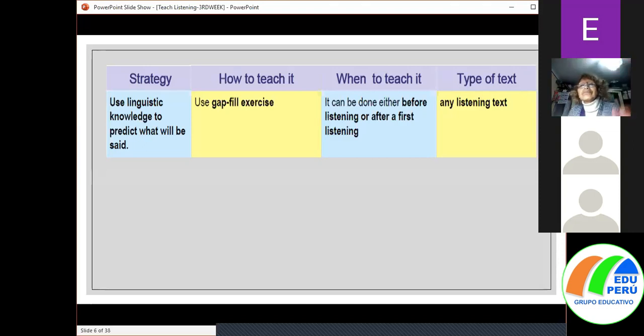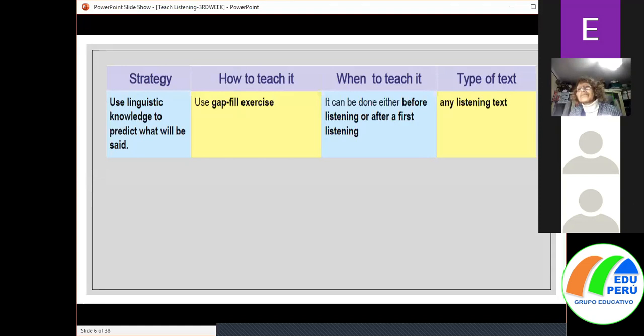Right? So here we are going to use the linguistic knowledge to predict what will be said. So they must complete with some words. That's why we say here linguistic knowledge, because we're going to test their vocabulary, all right? And also structures. If they use a verb, a noun, an adjective, a preposition. So with this exercise, they could get some information about the topic. If you use it before, they can predict. And after the first listening, they could listen to the audio and guess what the topic will be about.